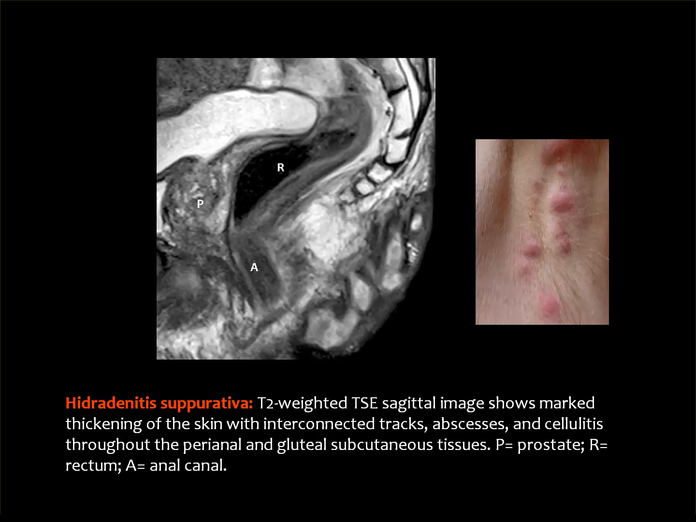Hidradenitis is an inflammatory condition affecting the hair follicles, and it is common in the axilla and sometimes underneath the breast, and in the anal area. Sometimes you got multiple collections in the subcutaneous area, and they may show inflammatory signs. And here you can see the sagittal image. This is the anal canal, and this is the external sphincter, and this is the levator ani, and this is the rectum, and this is the prostate.